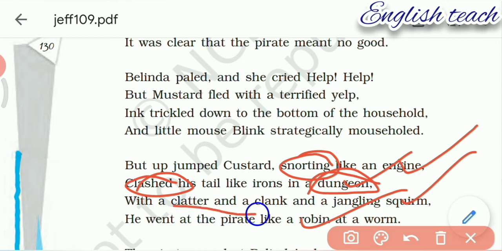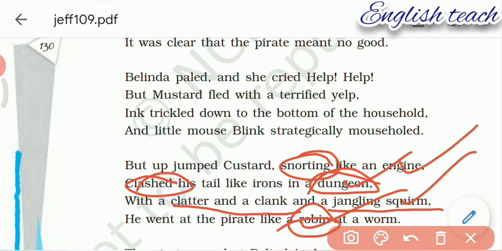Clatter and a clank. Meaning is it's a sound of odd objects falling on each other. Jangling squam. Sound of odd objects falling on each other. So both are the same meaning. It's a kind of sound only. Robin. Robin meaning is it's a bird.